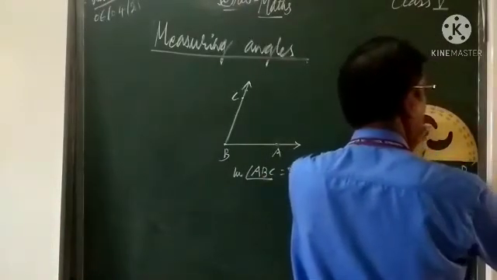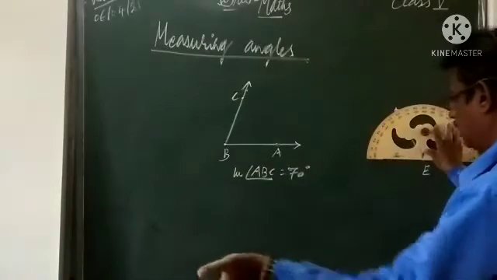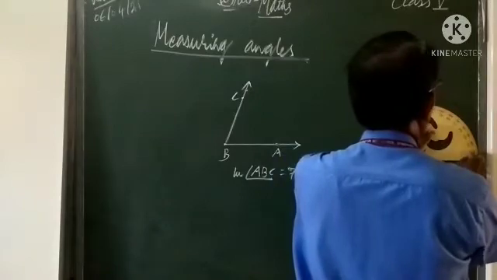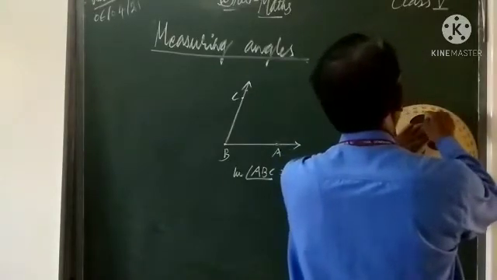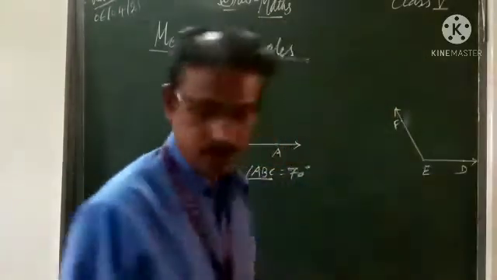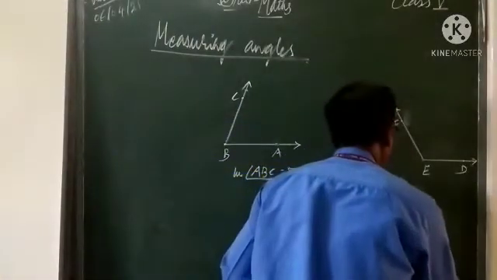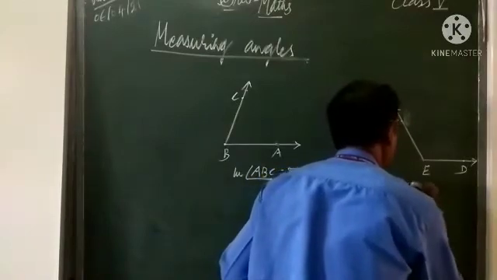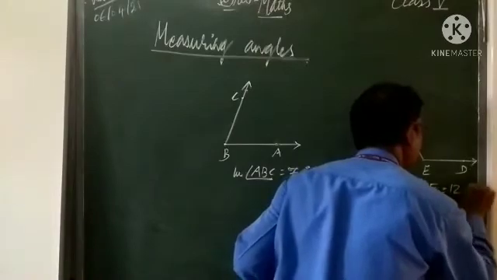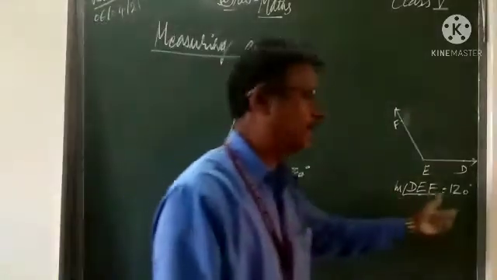If you are measuring from right to left, always take the inner scale. If you are measuring any angle from left to right, then you have to take the outer scale. Okay, now look there. 0, 10, 20, 30, 40, 50, 60, 70, 80, 90, 100, 110, 120. How many degrees are we getting here? 120. So the measure of angle DEF equals how much? 120 degrees.